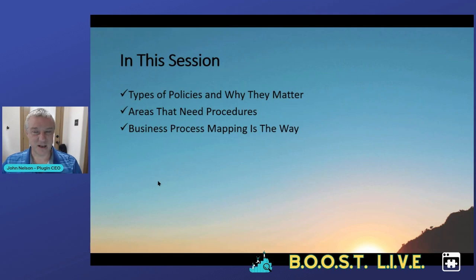Just jump into what we're talking about here. So it's policies and different types of policies and why you need them. Some of these answers are more obvious than others, but we're going to cover them anyway. Then the different areas that you should have procedures in place in your business right now, as soon as you can. They don't have to be an encyclopedia thick book.